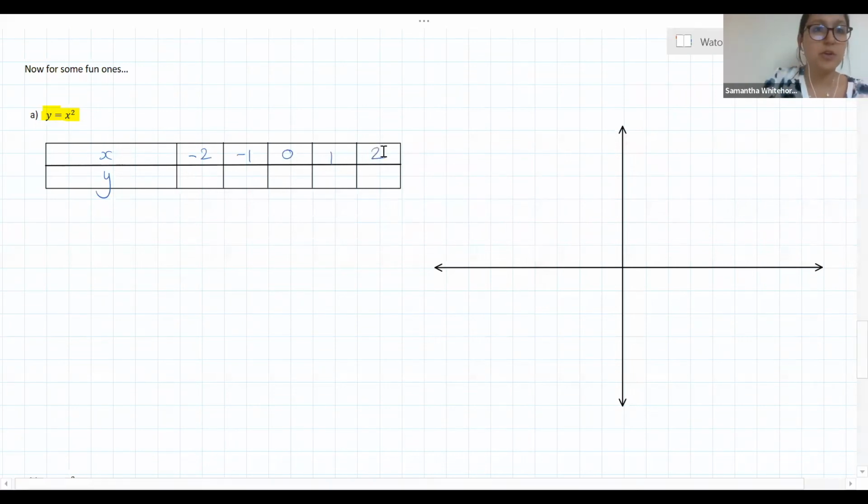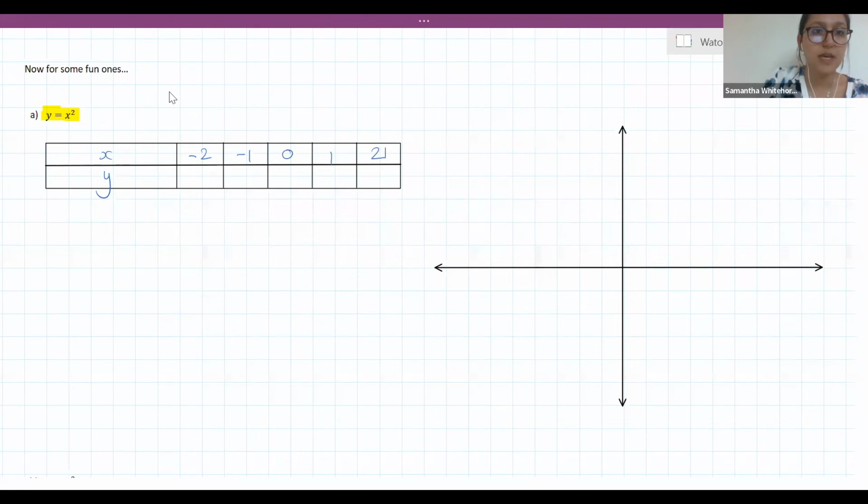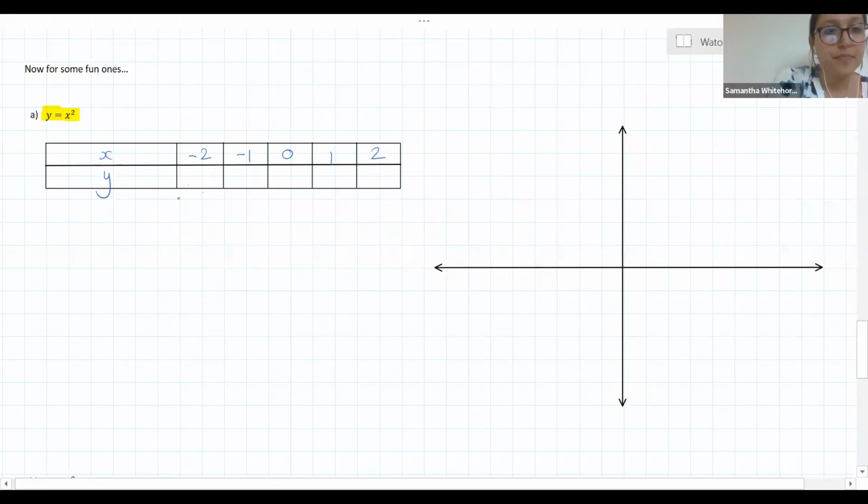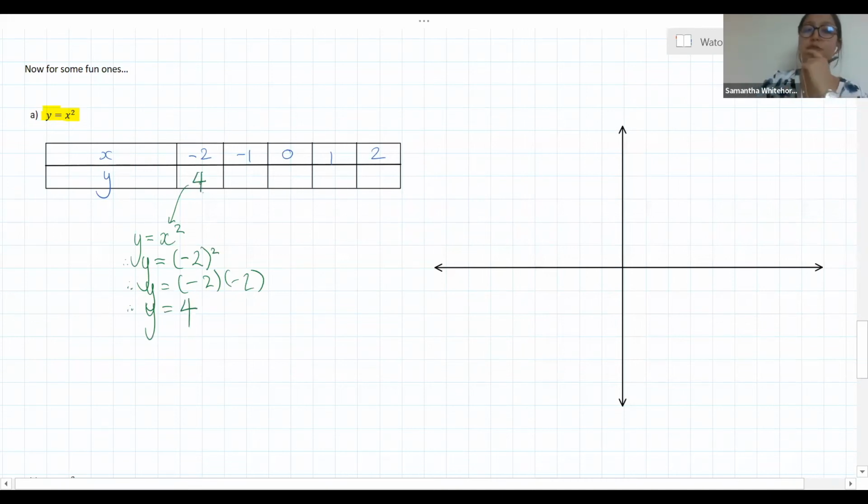I'm going to do the first one with you just because sometimes exponents can trip us up and we don't want that to happen. So if we look at our first input, which is -2, we want to take -2 and substitute it in place of x. So I've got -2 squared, which means that what I'm working with is -2 times -2, which means that a negative times a negative is a +4. So my output here is +4. So bear that in mind when you are doing your outputs with the square.